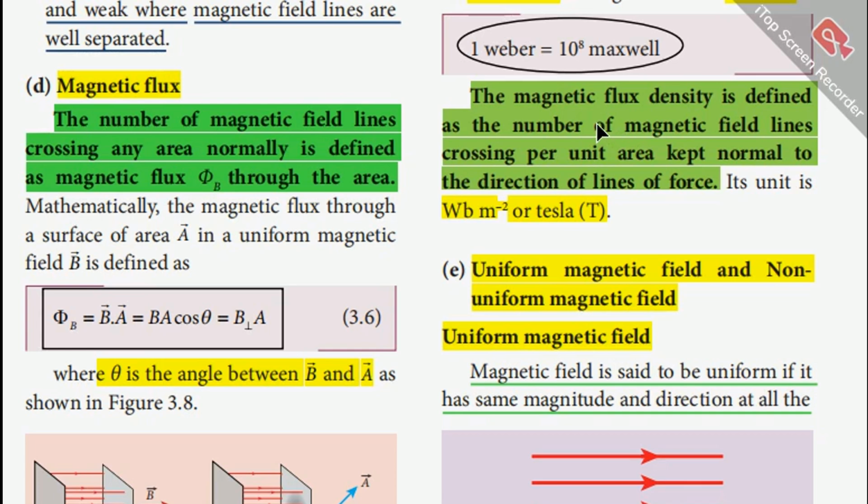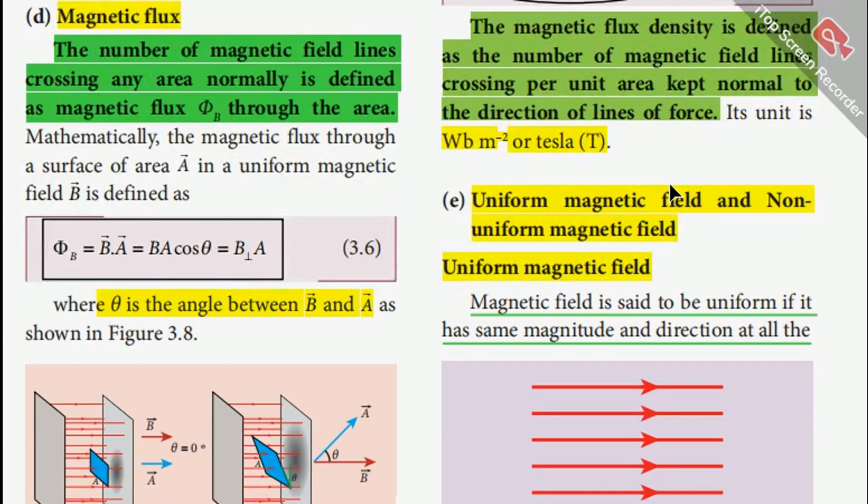How to define magnetic flux density? The magnetic flux density is defined as the number of magnetic field lines crossing per unit area kept normal to the direction of the lines of force. What's the unit for this magnetic flux density? It is given by Weber per meter square, or Tesla.